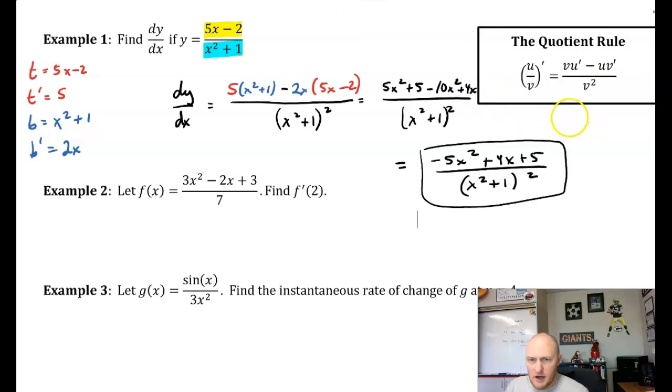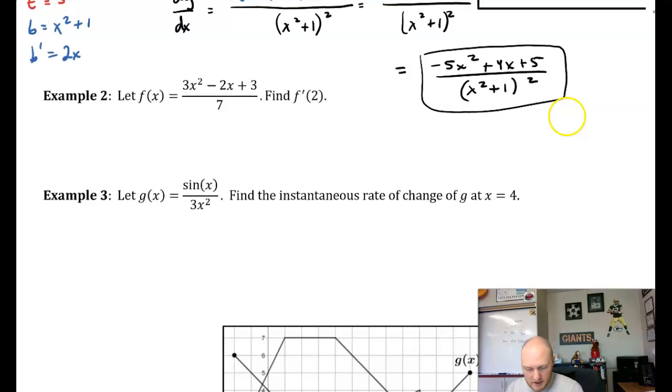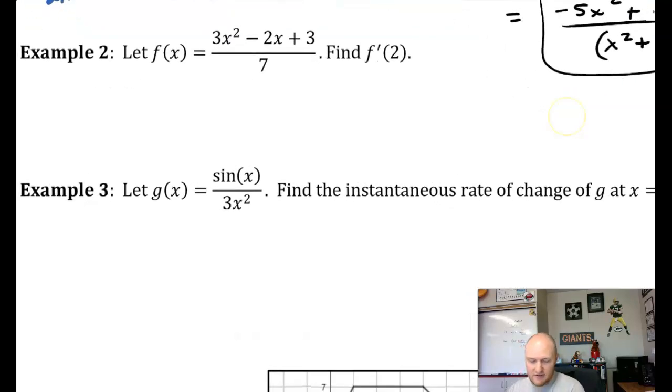All right. Example number 2. Let f of x equal 3x squared minus 2x plus 3, over a numerical denominator. Find f prime of 2. Well, here they're trying to get you. This is an Admiral Akbar moment. It's a trap. They really want you to think that you need a quotient rule here. You don't need quotient rule.